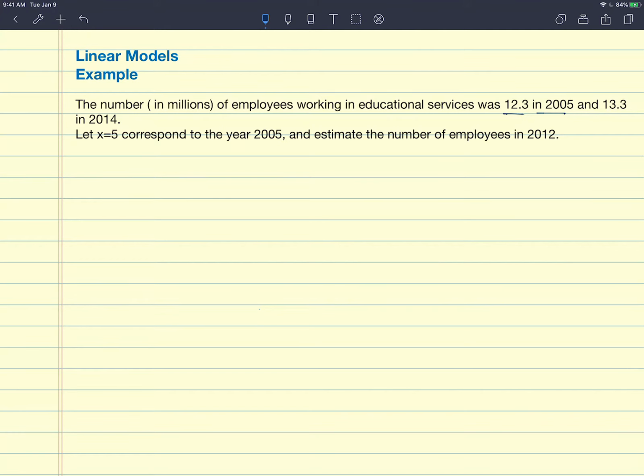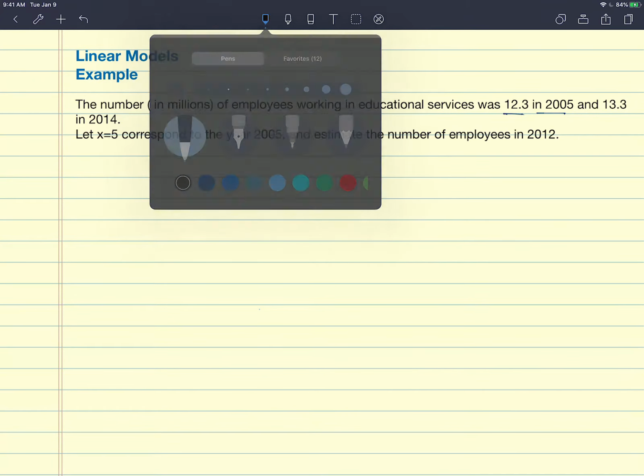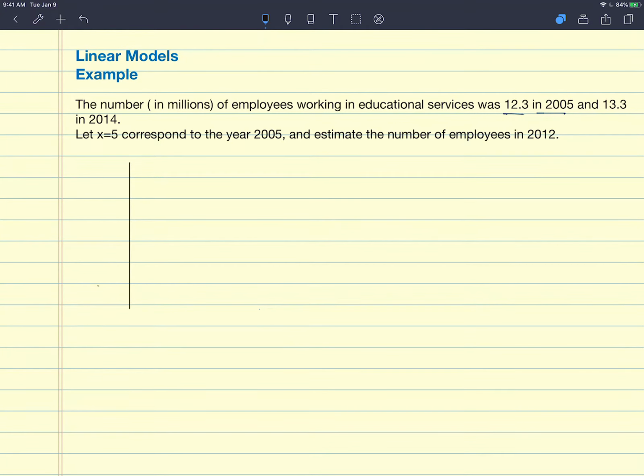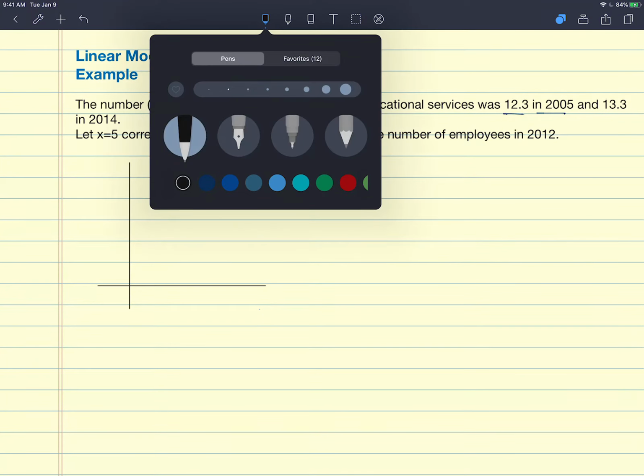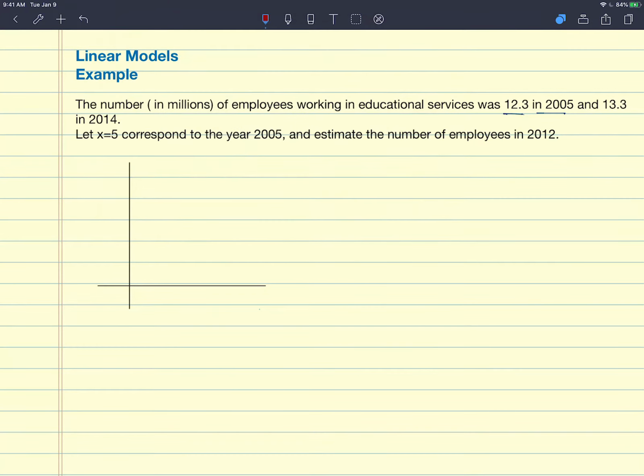So okay, if I want to give a picture like the one I had before, I can have the same idea. So I'll have my x and y axis, and it doesn't really matter what the values are, but my 2 points are these: in the year 2005, there was 12.3 million. And the other point is that in the year 2014, there was 13.3 million.